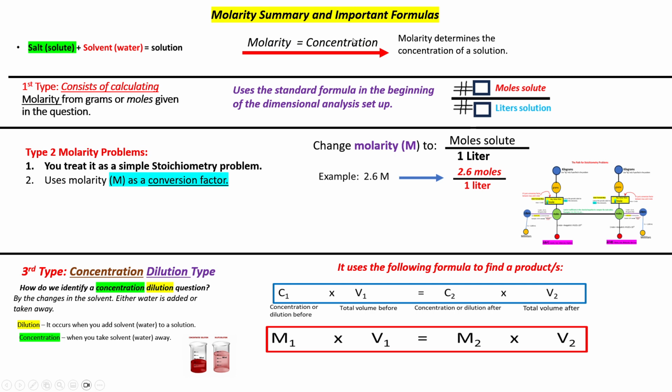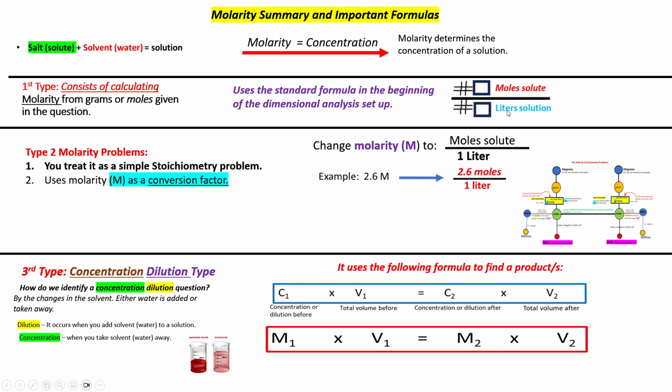Molarity refers to concentration. Molarity determines the concentration of a solution. As far as molarity questions go, they fall into three different types. The first type consists of calculating molarity from grams or moles given in the question, and it uses the standard formula in the beginning of the dimensional analysis setup. So the formula for molarity is moles of solute over liters of solution.